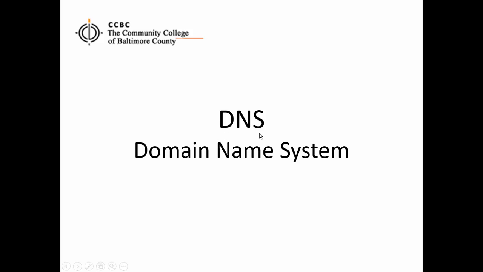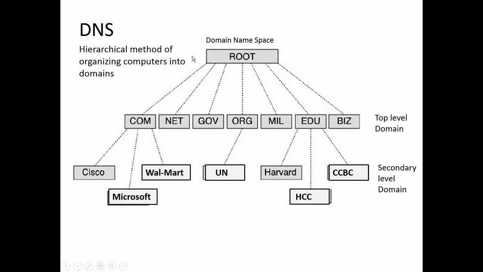We are now on DNS, the domain name system. DNS is a hierarchical method of organizing computers into domains. For example, all of the computers at Microsoft are grouped into the Microsoft domain, which falls under the .com domain. And all of the computers at the Community College of Baltimore County are grouped into the CCBC MD domain, which falls under the .edu domain.